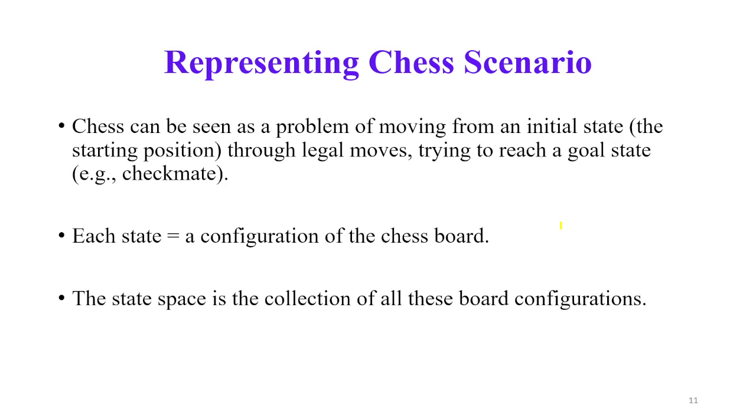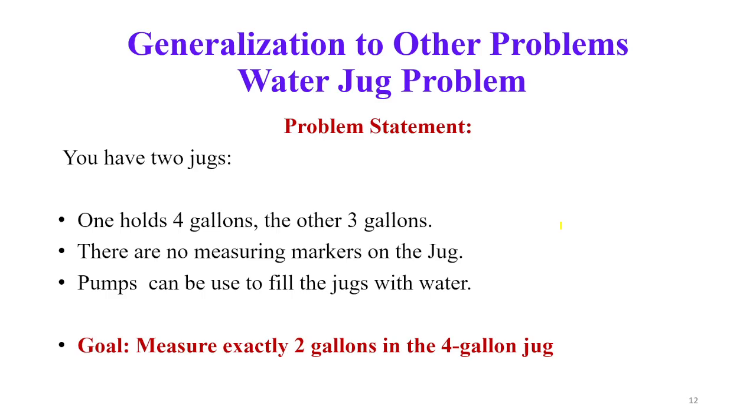So we say the state space is a collection of all these board configurations. So that is what we have to try to understand here. Though with this more complexity, we can still formally define chess as a state space problem. That is what we have to understand here. The framework works. Next, we will discuss the water jug problem.